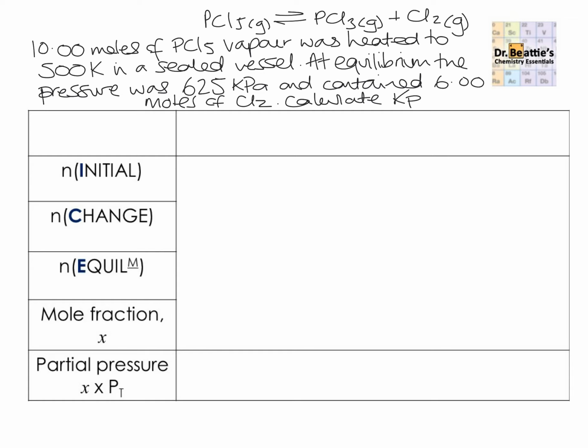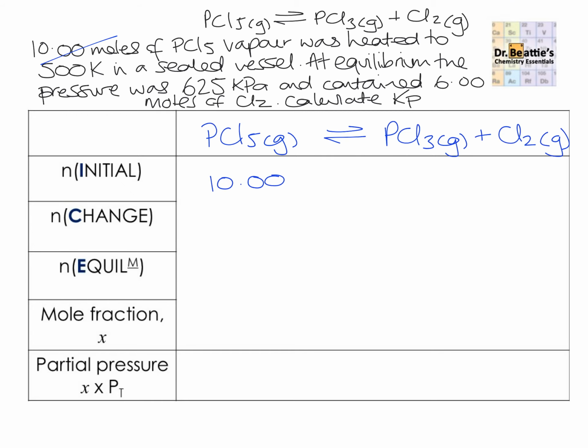So first of all, we want to fill out the initial row of this table. So we're trying to find out the number of moles initially. So you can see here we had 10 moles of PCl5, so we're going to use that piece of data. And just like Kc calculations, obviously no products are formed, so we can put 0 and 0 for both products initially.